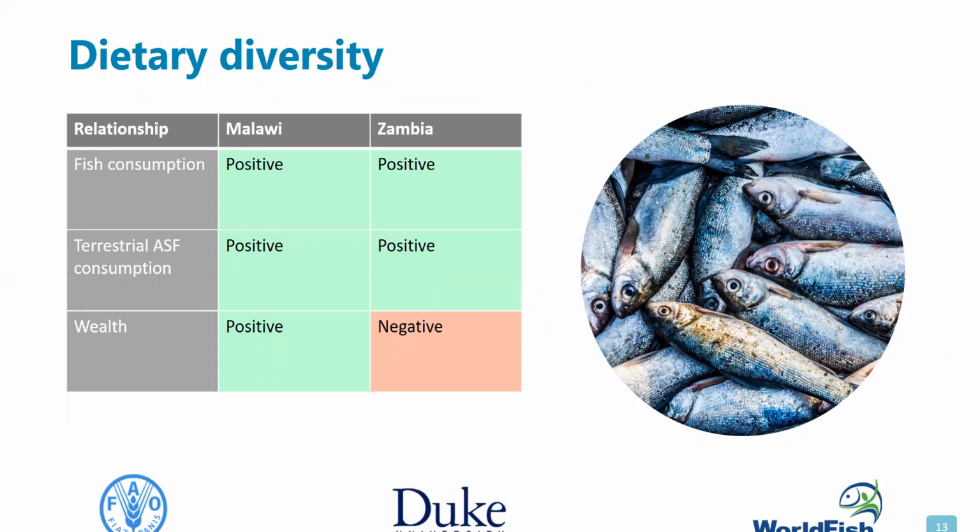For dietary diversity, we found that fish consumption and terrestrial ASF consumption were separately and positively associated with dietary diversity in both countries. However, wealth, while positively associated in Malawi, was negatively associated in Zambia, indicating that perhaps these children are more reliant on the natural environment, which is decoupled from household wealth, for improved dietary diversity.